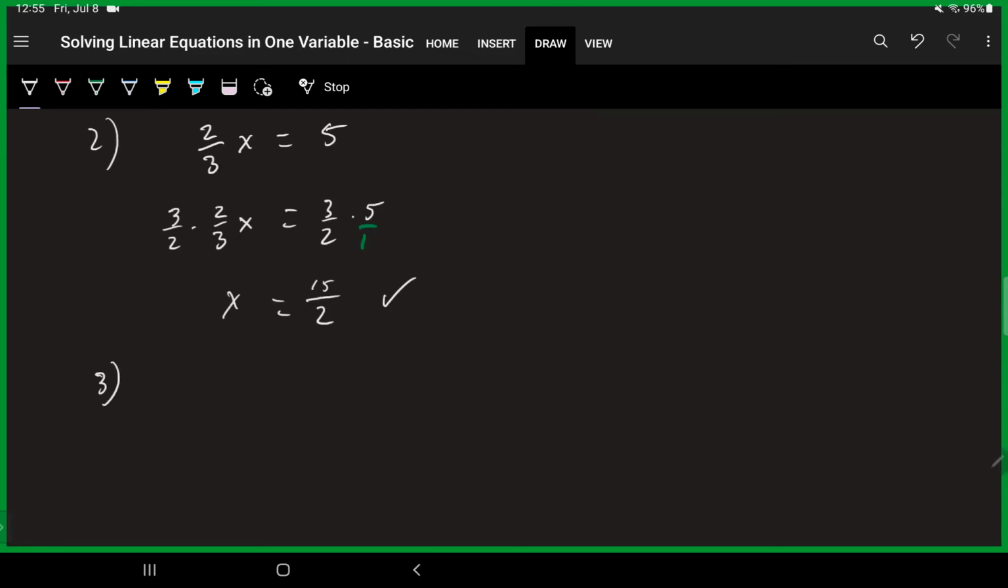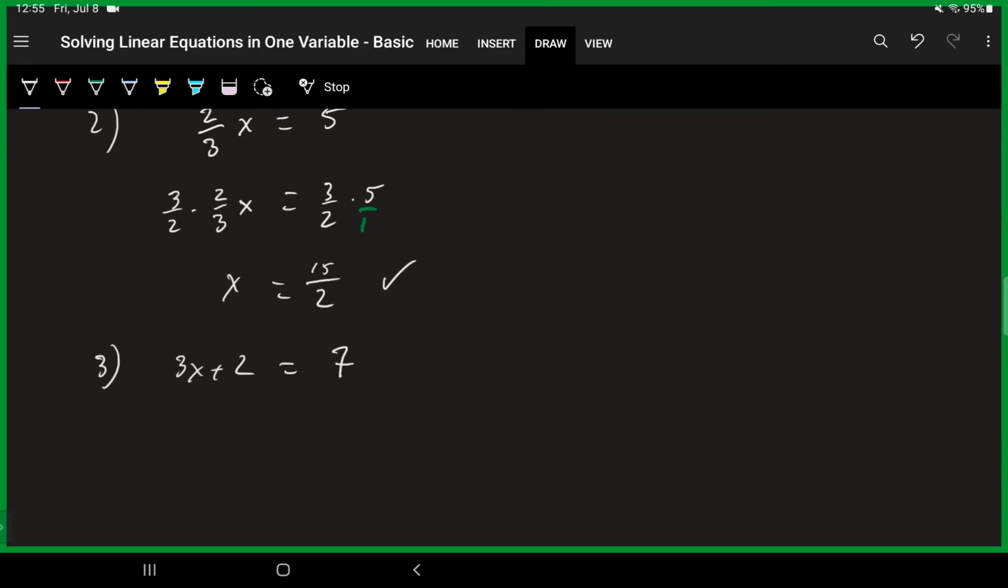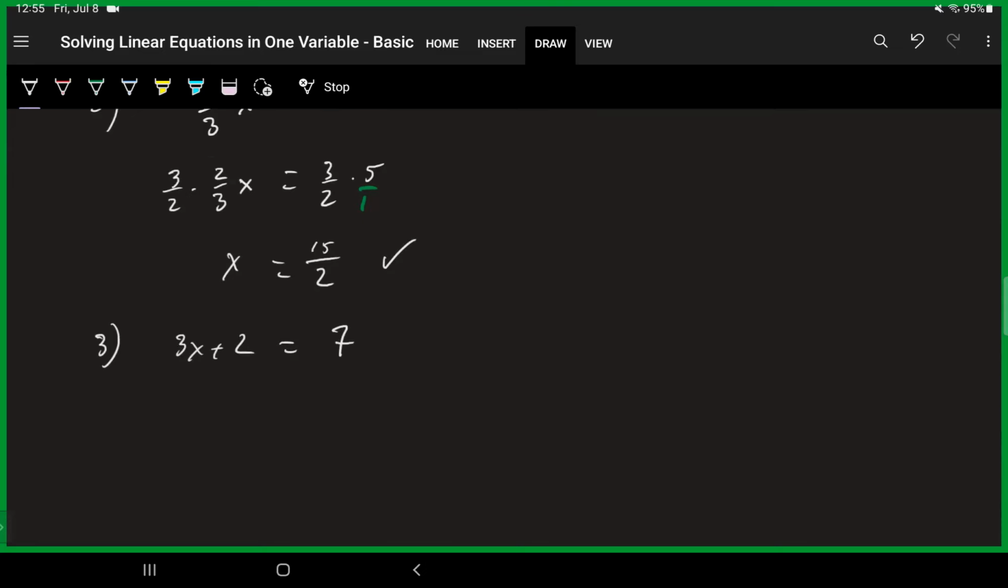So let's step it up a little bit. Let's look at 3x plus 2 is 7. I have to get x by itself. So what we want to do here is undo the order of operations. We're going to take care of the subtraction and addition first, because that's the last step of order of operations. I want to get the term with the x by itself, and then I want to get x by itself.